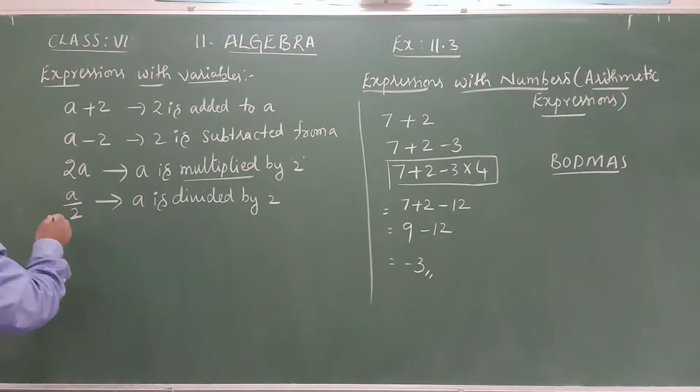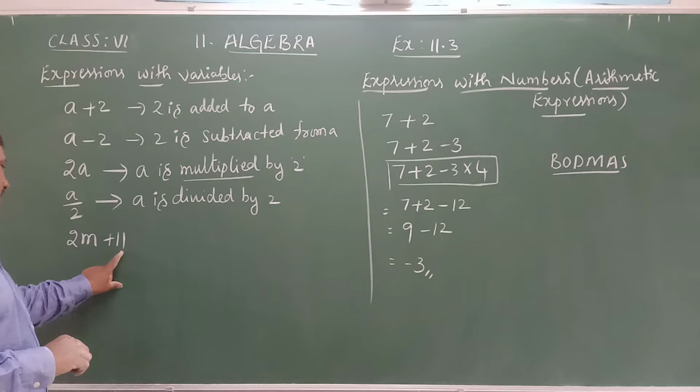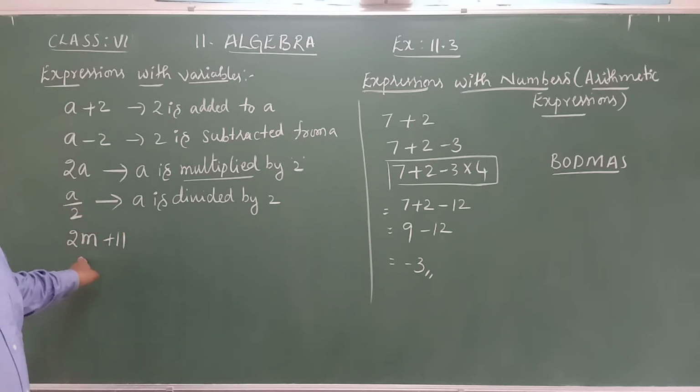Now we take 2m plus 11. So what? 11 is added to the product of 2 and m. The product of 2 and m is 2m.